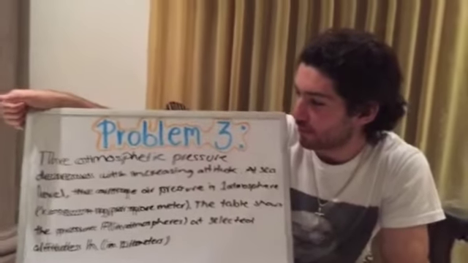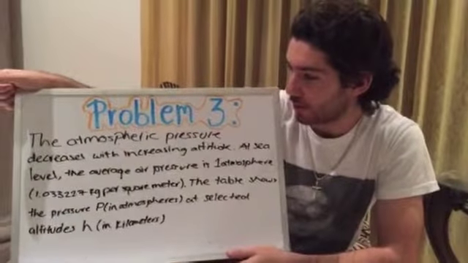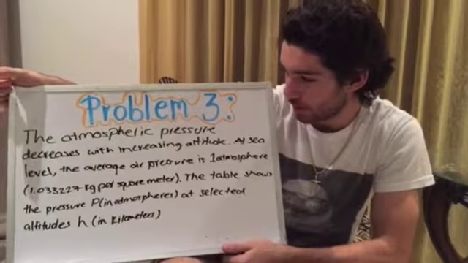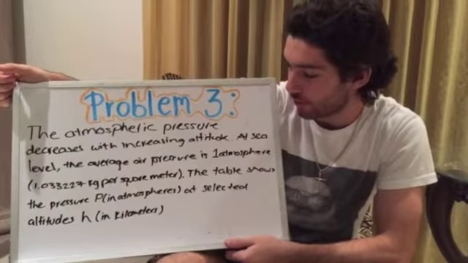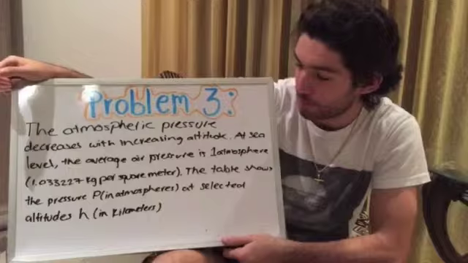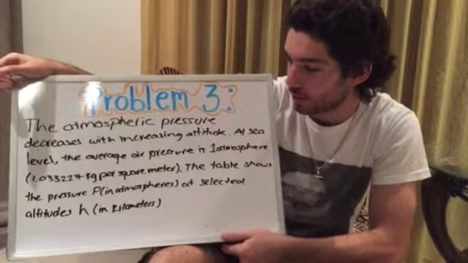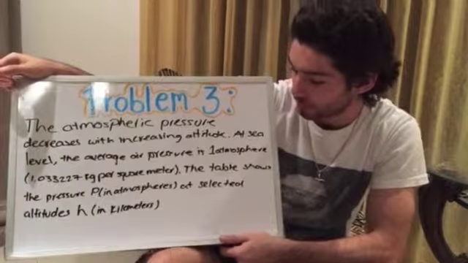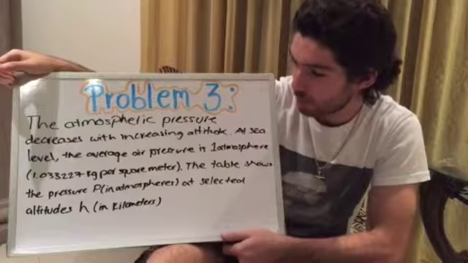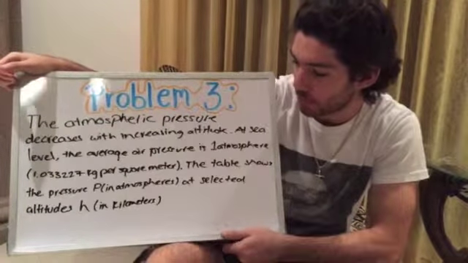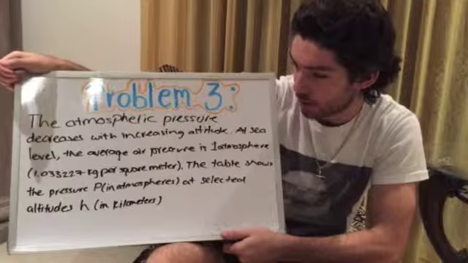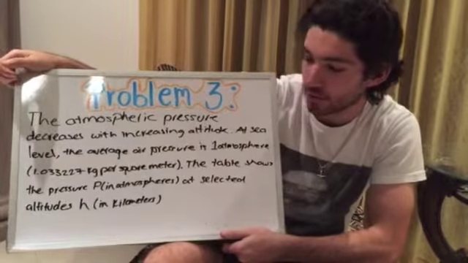Problem 3. The atmospheric pressure decreases with increasing altitude. At sea level, the average air pressure is 1 atmosphere, that is approximately 1.033227 kilograms per square centimeter. The table shows letter P, which stands for pressure in atmospheres, and letter H, which stands for altitude in kilometers.